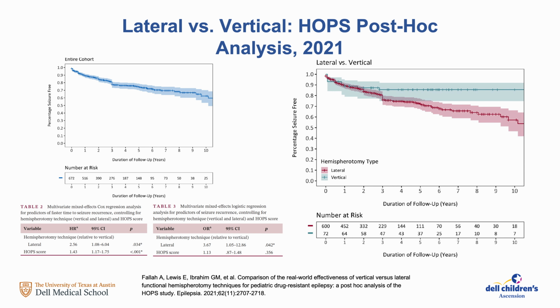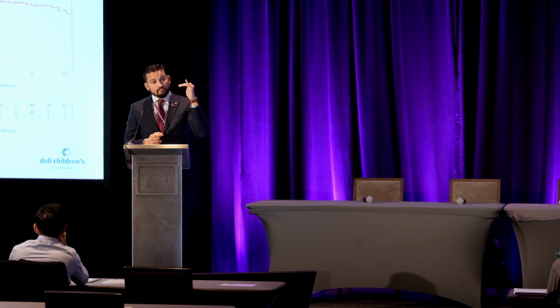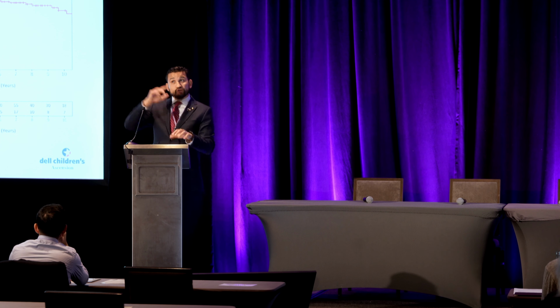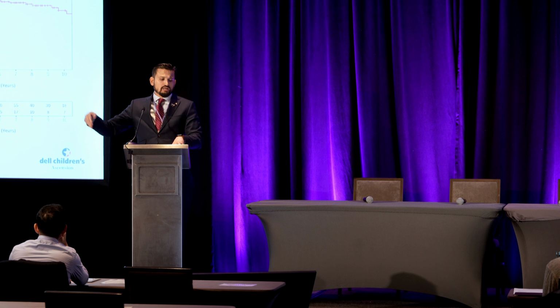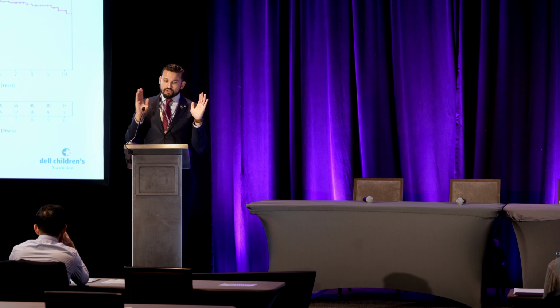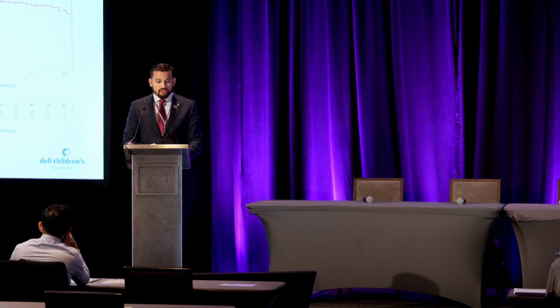So the real meat of this talk is about which one is better. How do we pick which approach is good for this patient? And since 2021, this topic has been approached head on. First by Dr. Fowler's group with the HOPS study, and what they looked at was 600 patients in the lateral group, 72 patients in the vertical group across a multi-center collaboration, and what they found was that the vertical group had better seizure freedom, and it took longer for them to get to their first seizure after surgery. So it was regarded as, hey, look, vertical is better than lateral. We should all start doing that.